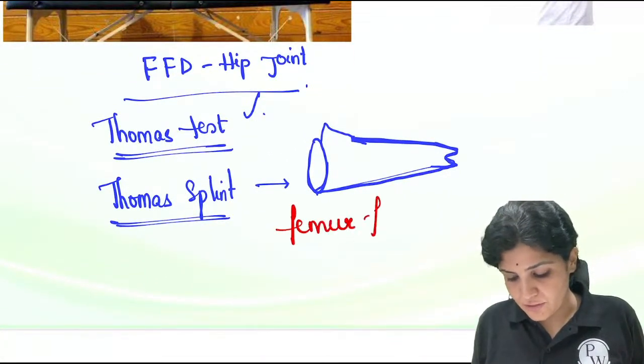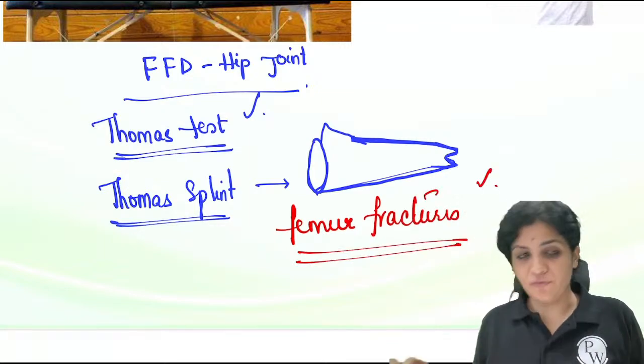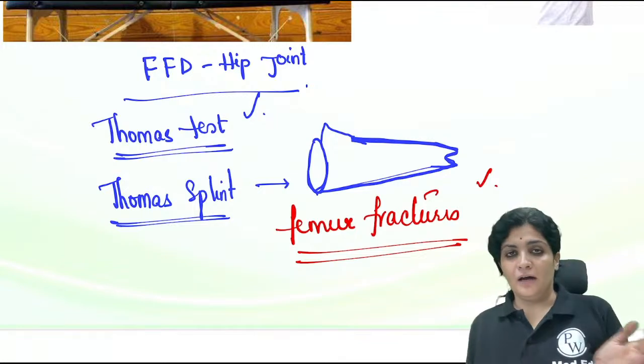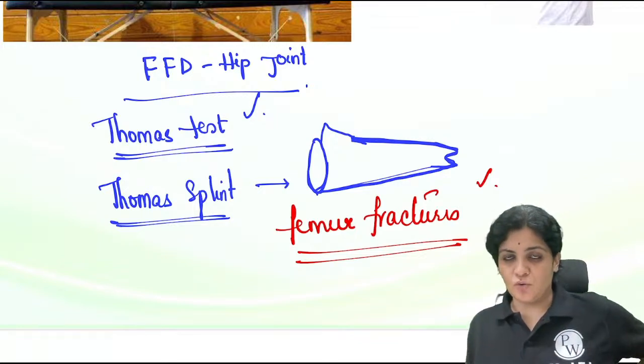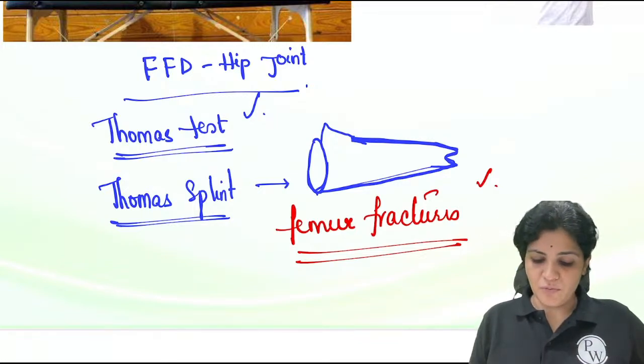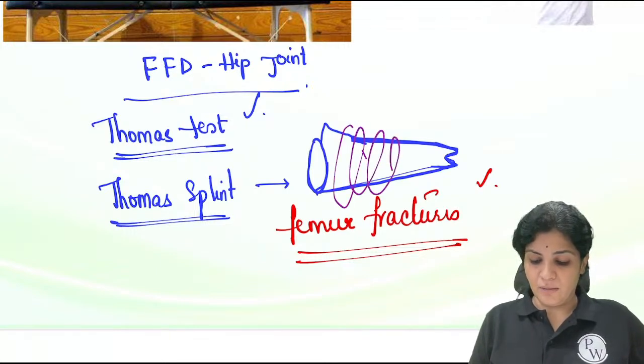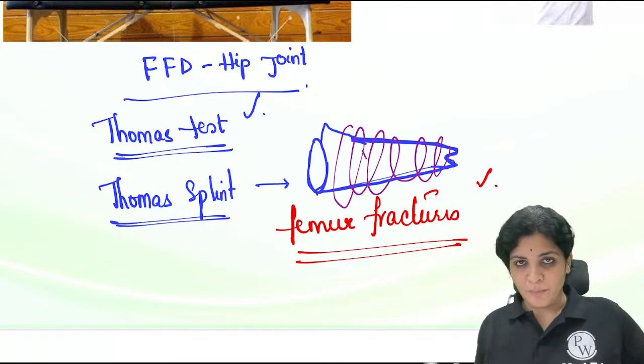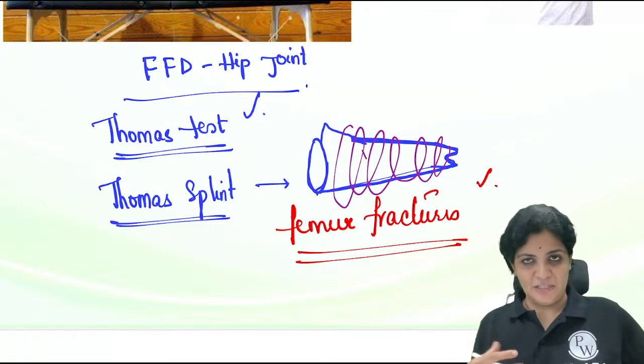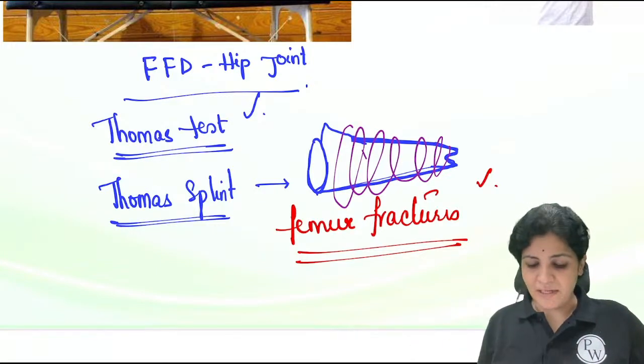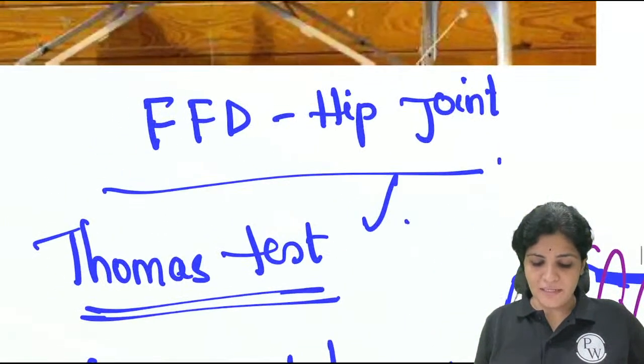Femur fractures. So Thomas splint is the splint which is used for your femur fracture, for mobilization of the patient. So with this, what we do is we apply this Thomas splint and then we cover it with the roller bandage so that it gets immobilized, and now it can be used for transportation of the patient. So that is Thomas splint for femur fractures, and this is Thomas test.